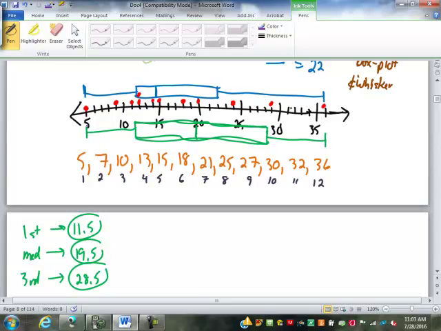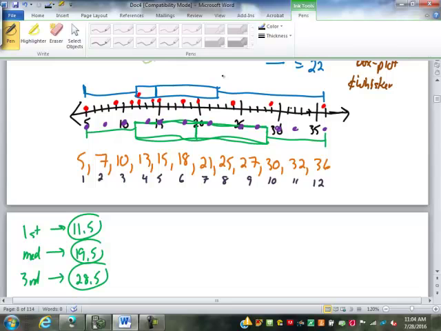Let's take a look. We've got 5, 7, 10, 13, 15, 18, 21, 25, 27, 30, 32, and 36. Those are pretty evenly spread out, aren't they? So by the shape of this box plot, you can tell how the data is grouped. When you get into heavy statistical analysis, the shape of this box plot is a key tool for comparing sets of data, and it can tell you a lot.